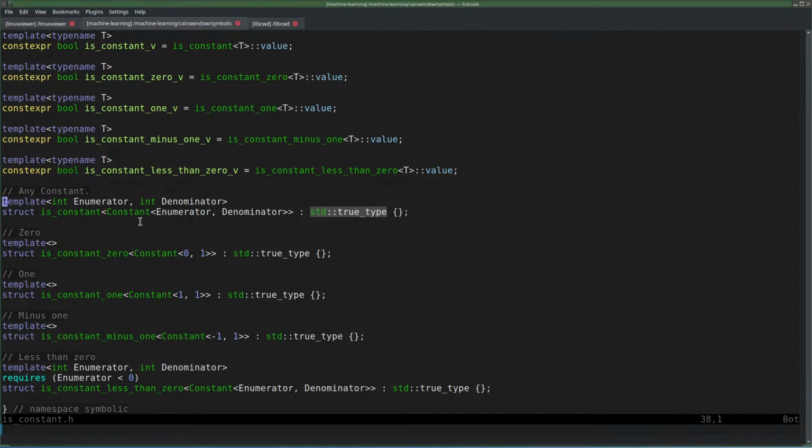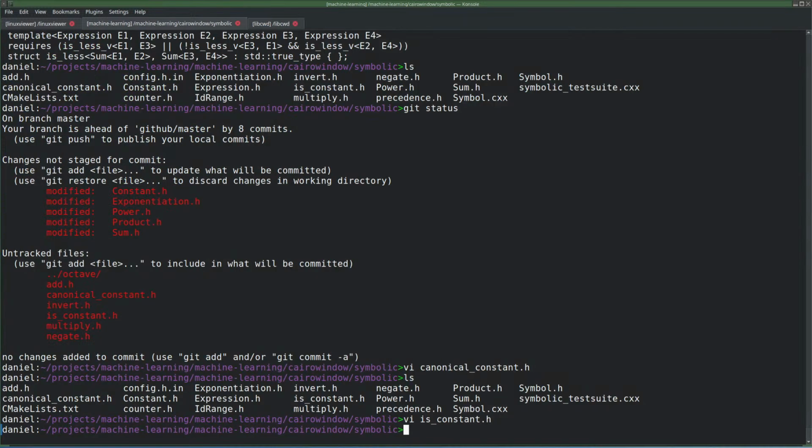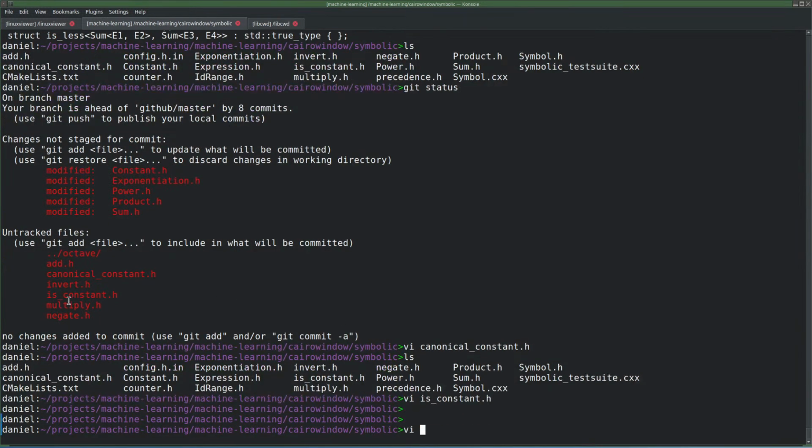So a constant, well, that would be a constant with any numerator, denominator. 0 means that it is exactly that type. And this is the type of 1, this is the type of -1. And then here we have finally a specialization for negative constants. So yeah, I think it's cleaner.